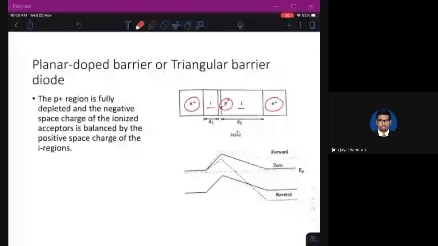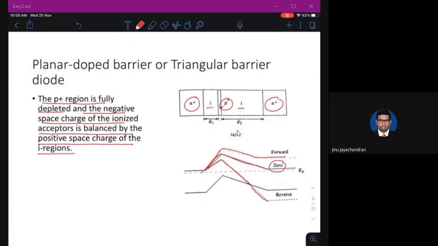At zero bias, you have a higher potential, or a potential barrier which needs to be crossed. When you reverse bias, the barrier will reduce, and when you forward bias, the barrier will increase. The P plus region is fully depleted, and the negative space charge of the ionized acceptors is balanced by the positive space charge of the I regions.